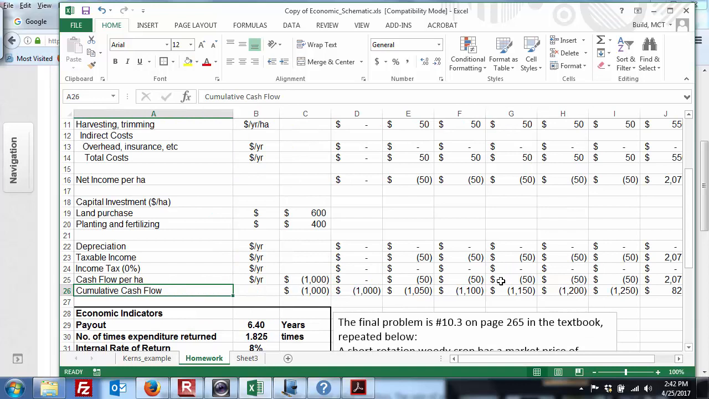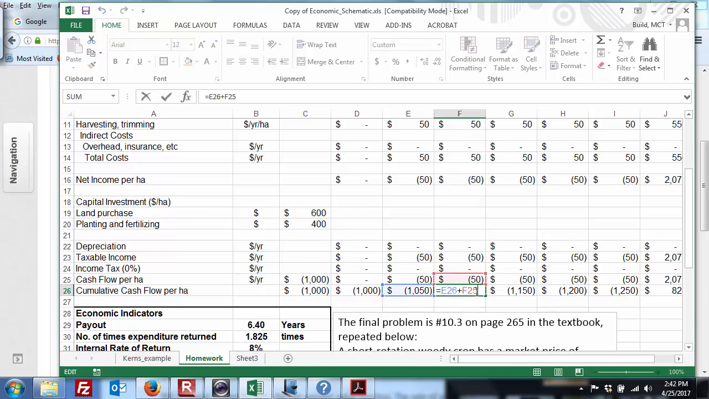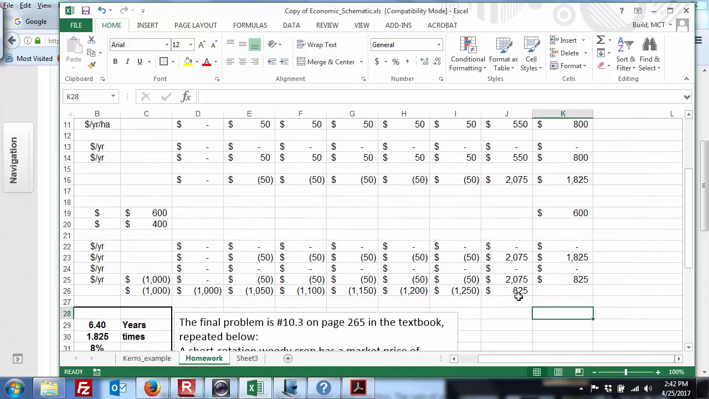Cumulative cash flow per hectare. It's initially negative 1,000. So in this case, remember, we were just adding up each. We're going sort of deeper into debt, but then finally, at this year, we make a profit. So it was that $1,000, 50, 50, 50, 50, 825.